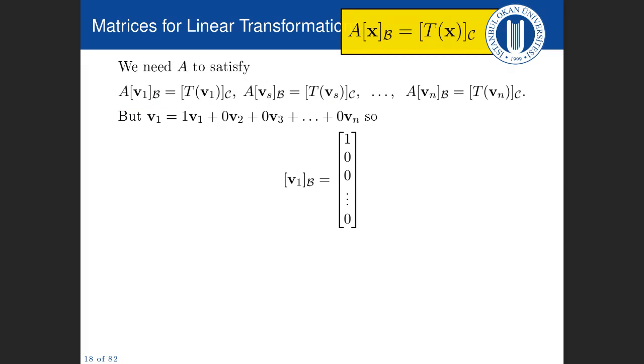But remember, v1 is 1 times v1 plus 0 times v2 plus 0 times v3, etc. So the coordinates for v1 relative to the basis B is just the vector 1, 0, 0, 0, 0. So taking the first one, taking A multiplied by the coordinates for v1 relative to the basis B, which is just this vector, this should be equal to the coordinates for T of v1 with respect to the basis C.